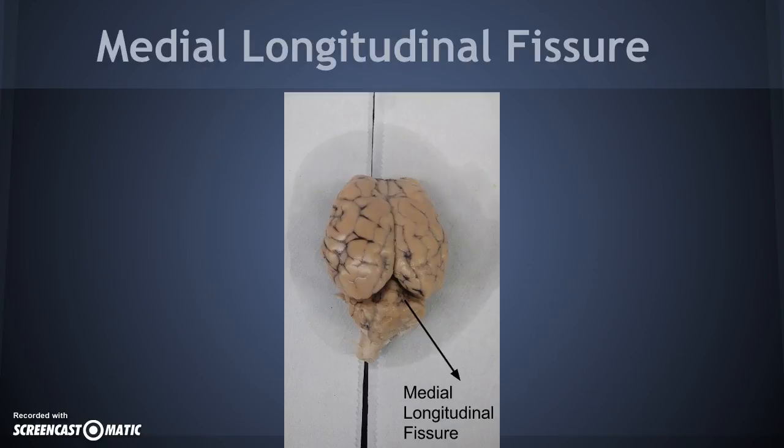Next, the medial longitudinal fissure is a straight middle line leading all the way down the brain. It splits the brain equally into two even parts. If you have any trouble locating this, reference the picture on the slide.